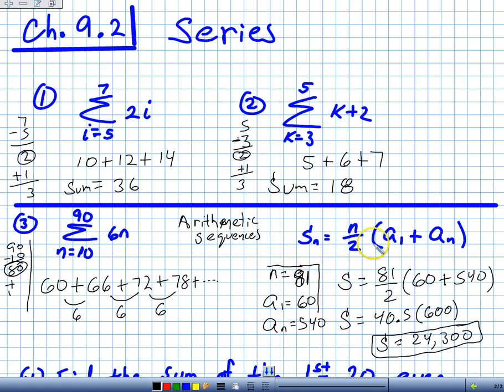Okay, so this is a pretty powerful formula. All the numbers that you get with the function 6n, starting with the term that you get when you plug in 10, and then all the numbers all the way to 90. Okay, so that's the answer.